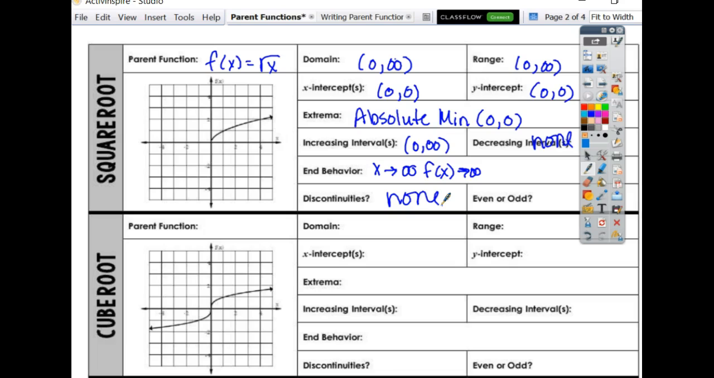So, Jose, is it even or odd? So, even means you would fold it around the y-axis. Is that true? No? Odd means it would be around the origin. Is it that one? So this is none? What?